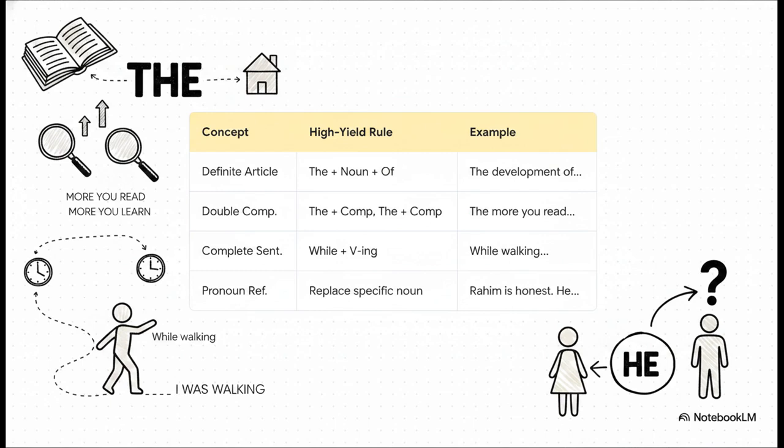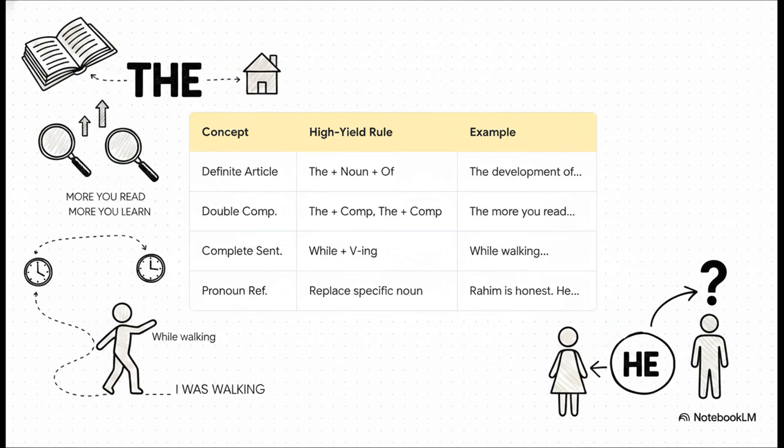Look at the definite article rule. If you see a blank followed by a noun and then the word of, 99% of the time, the goes in that blank. For example, the development of. Then we have the double comparative. The more you read, the more you learn. For completing sentences with while, if there's no subject right after it, jump straight to the VING form, while walking. But if there is a specific subject, use the past continuous, while I was walking.